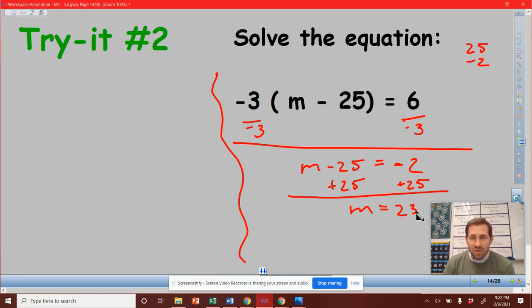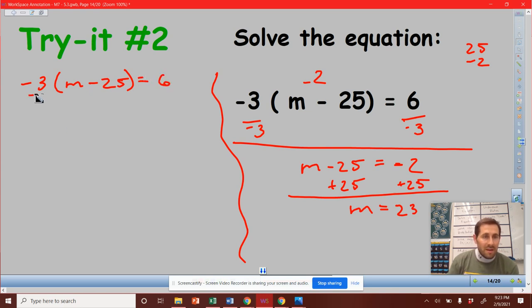Don't believe me? Plug it in. Put a 23 in there minus the 25. You're going to get -2 inside this parenthesis. A -3 times a -2 is a +6. Okay. In case you did it the other way, you can keep watching. If you didn't, you could stop watching.